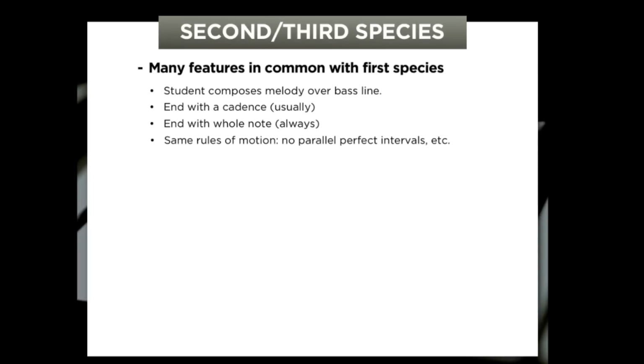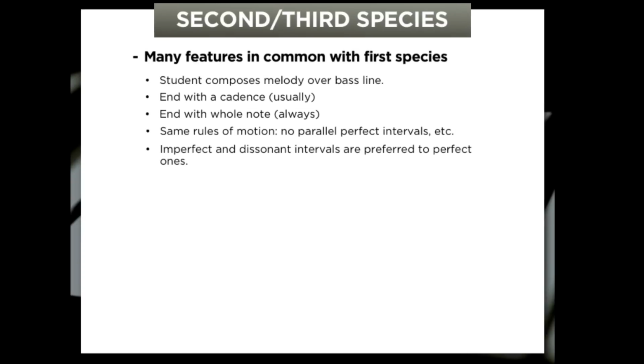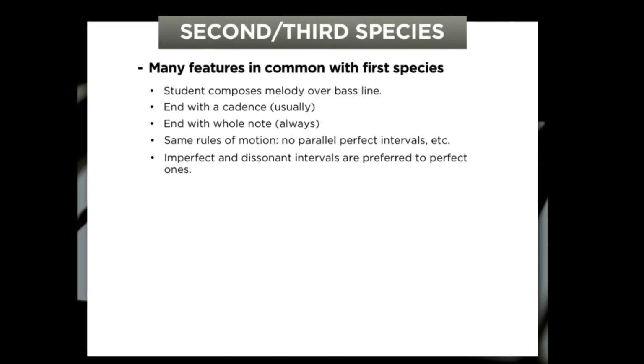This has to do with, for instance, no parallel perfect fifths and octaves, no similar motion from a diminished fifth into a perfect fifth, those things. And finally, our preference rules about the acoustic qualities of counterpoints will carry over from first species. So here we're going to prefer, once again, dissonances and imperfect consonances to those empty or hollow-sounding perfect consonances.